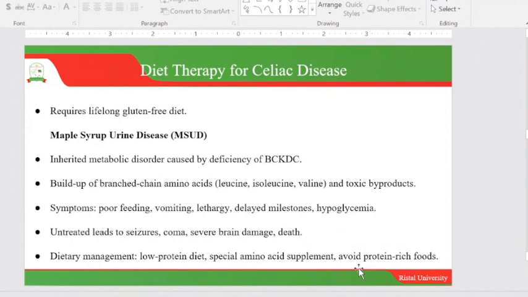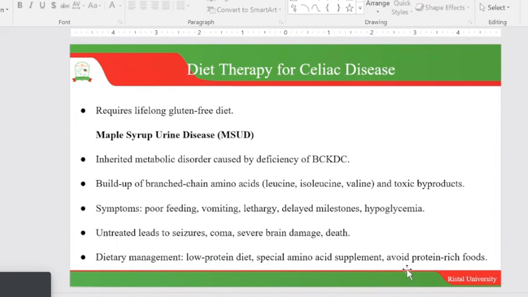Okay. So now let's shift and look at maple syrup urine disease, or the MSUD, as one of the IEM, or the inborn errors of metabolism. Right. So when we talk of maple syrup urine disease, really we are looking at an inherited metabolic disorder caused by a deficiency of BCKDC. Really it is characterized by the body's inability to break down some particular amino acids, that is to say, the isoleucine, the valine, the leucine, and so this really results in the buildup of byproducts of these, which are toxic in the blood and in the urine, leading to different cases of ill health.